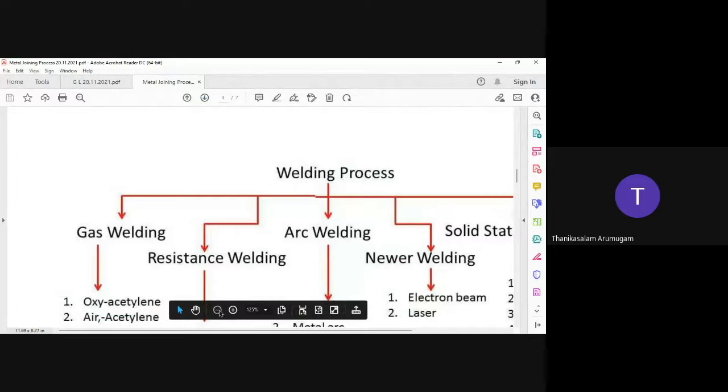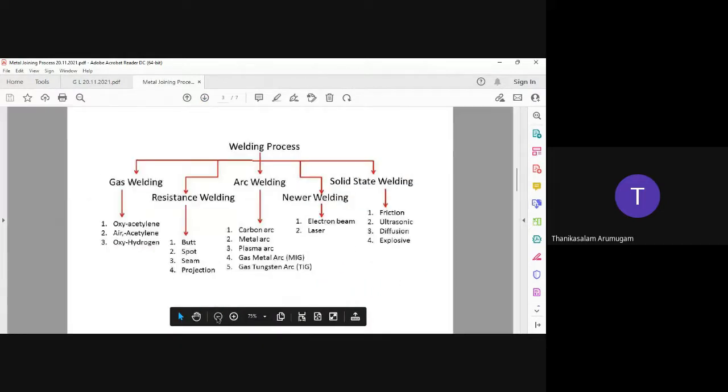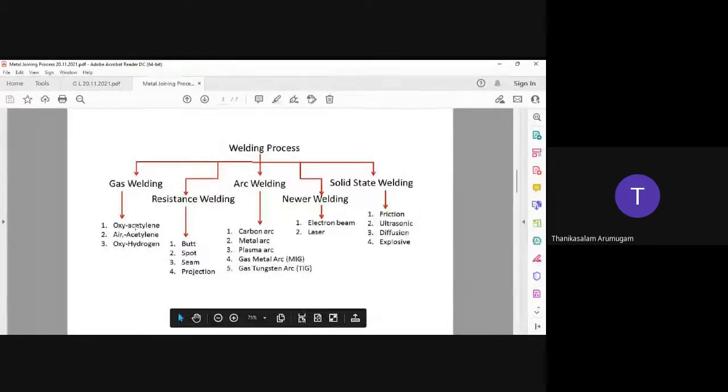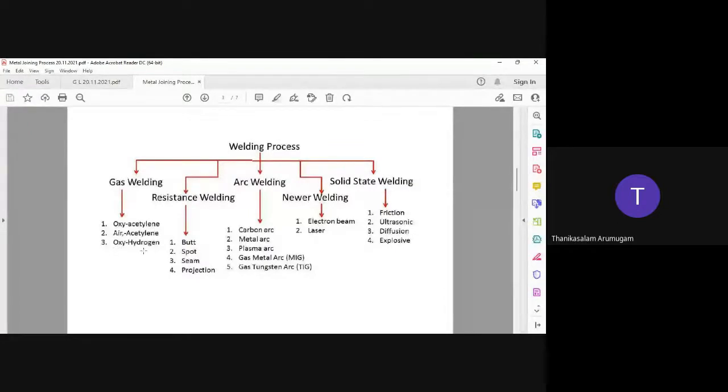See, these are the different types of welding processes: gas welding and arc welding. We are going to study oxyacetylene welding, air acetylene welding, and oxyhydrogen welding.